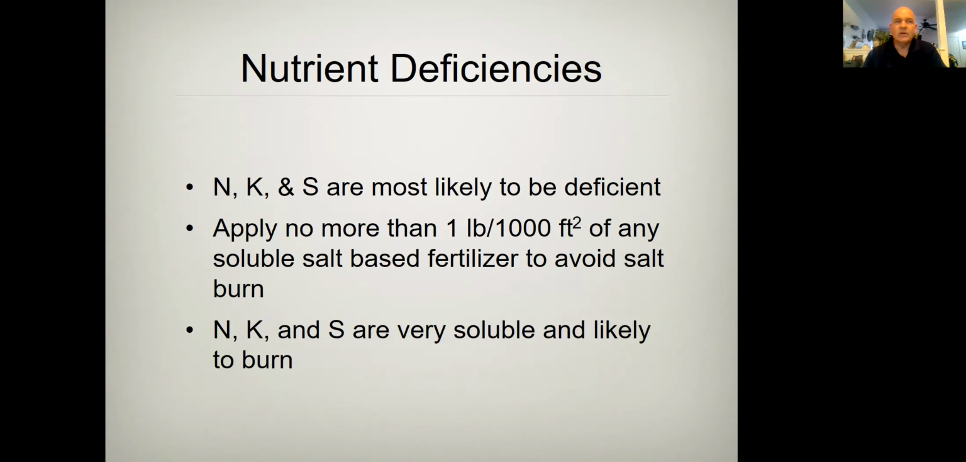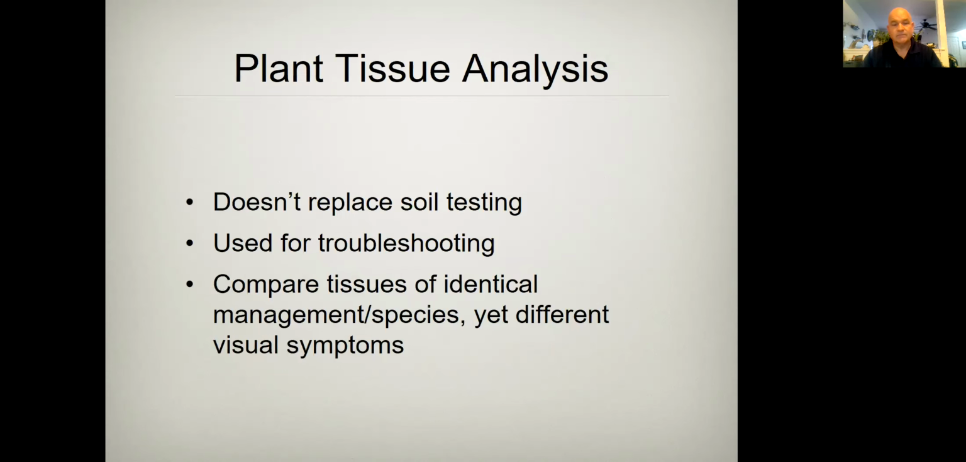Nitrogen, potassium, and sulfur are most likely to be deficient. So that's important from a soil testing perspective. We typically wouldn't want to apply any more than 1 pound per 1,000 square feet of any of these soluble salt-based fertilizers to avoid salt burn. Now, sometimes we will apply slow release materials higher than that rate, but we want to be careful. These are nutrients, but they're salts. And salts are important. We need them. You and I need them. Plants need them. But too much is bad. It can kill. These three are really very soluble, and they're more likely to burn than, say, phosphorus.